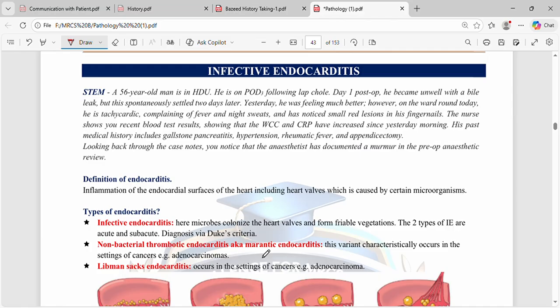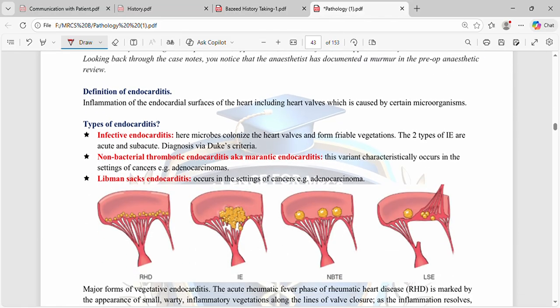So, definition of endocarditis: inflammation at the endocardial surfaces of the heart, including heart walls, which is caused by certain microorganisms. So, types: infective, non-infective. Infective is because of a pathogenic organism, for example, bacteria. Here, microbes colonize the heart walls and form fibrin vegetations. The two types of infective endocarditis are acute and subacute. Diagnosis is always done through Duke's criteria.